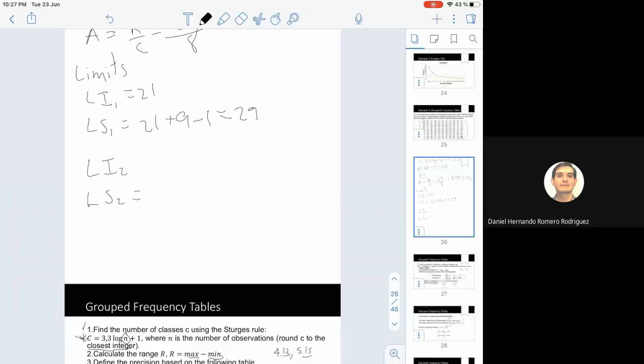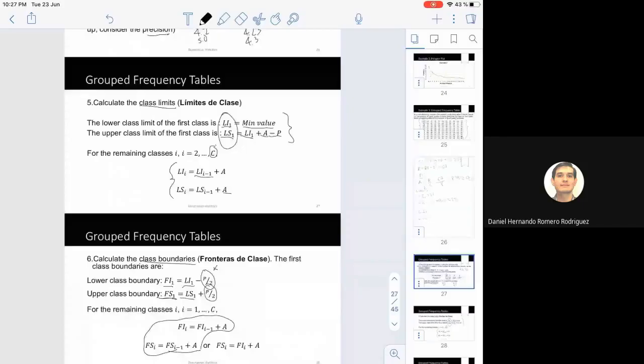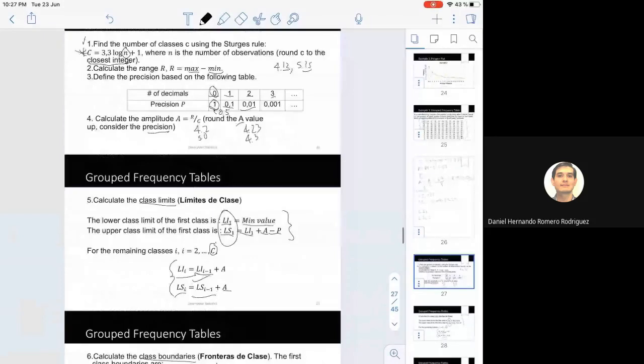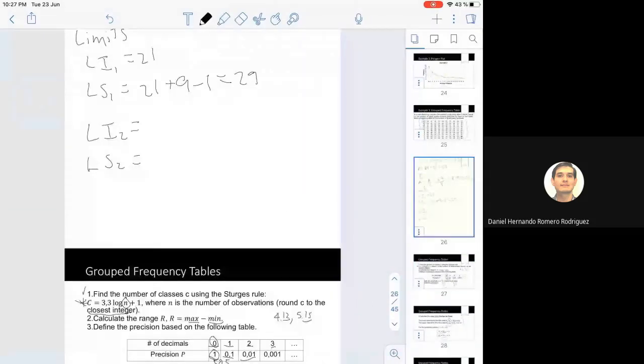Just check the equations again. For the remaining classes, for the lower, you just take the previous lower plus amplitude. And for the upper, that will be the previous upper limit plus the amplitude. So for the lower, the previous lower was 21 plus 9, that's the amplitude. That will be 30. And for the upper one, the previous upper limit, that's 29, plus 9, 38.